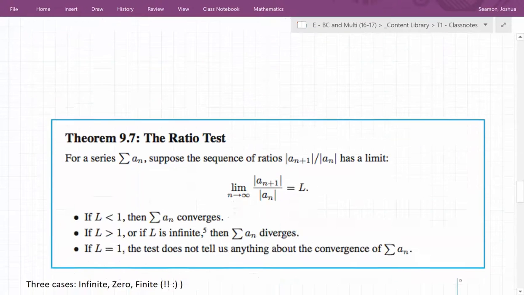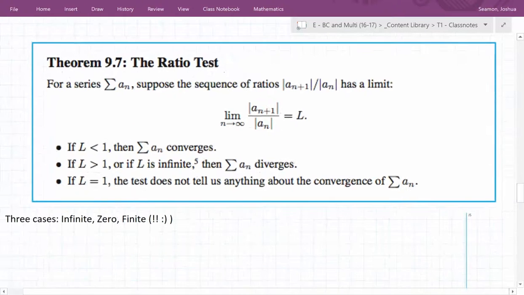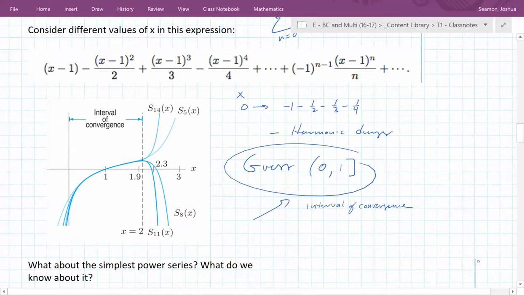Excellent. Okay, good. So here is the ratio test that we're going to be working with. Here it is, right here. I'm going to run the ratio test. We think the guess is 0 to 1. Let's see if we can get an answer that matches that.